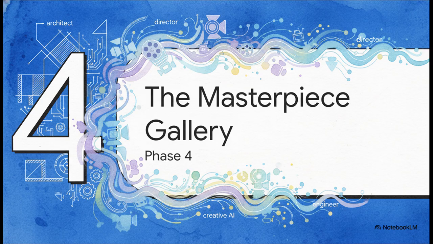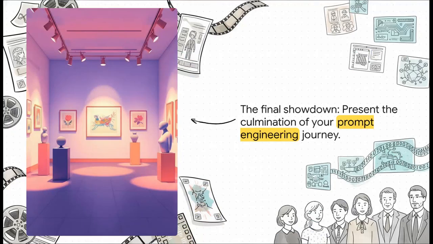Which brings us to the final boss battle. Phase 4, the masterpiece gallery. This is it. This is where every single skill they've learned as an architect, as a director, as an engineer, all comes together for the ultimate showcase. And the stakes are seriously high. We are talking about a live presentation gallery, just like you're seeing here. The students will be up there presenting their final movie posters and character designs, and not just to their friends, but to the school leadership. It's a real-world test of their skills and their confidence.